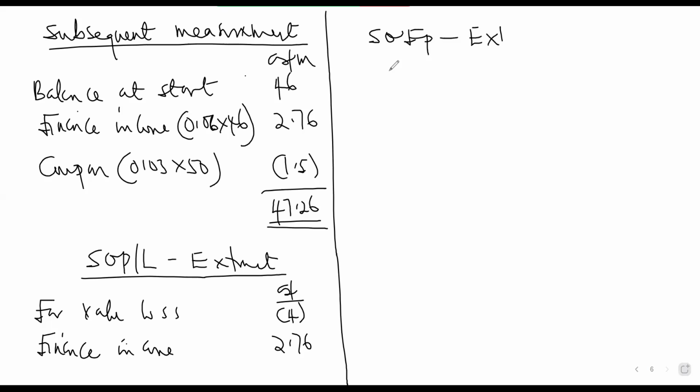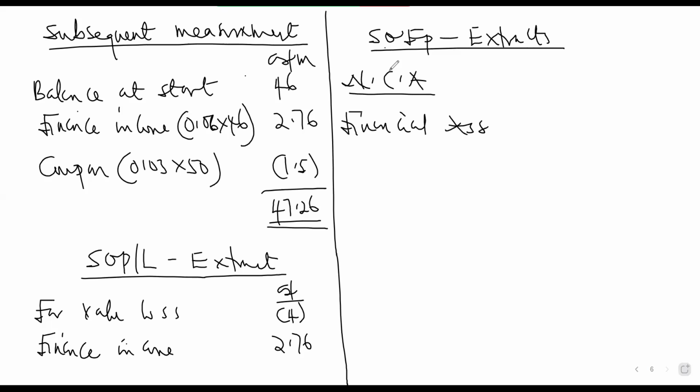Then your statement of financial position extracts. You have your non-current assets. Then you have the financial assets or a loan or charitable loan, anyhow you call it. And that will be measured at 47, which is the closing balance there. Okay, so for the financial assets we are done.